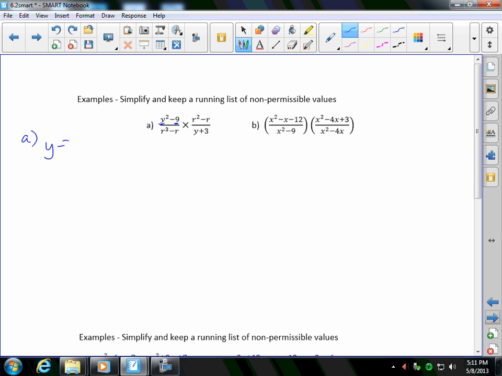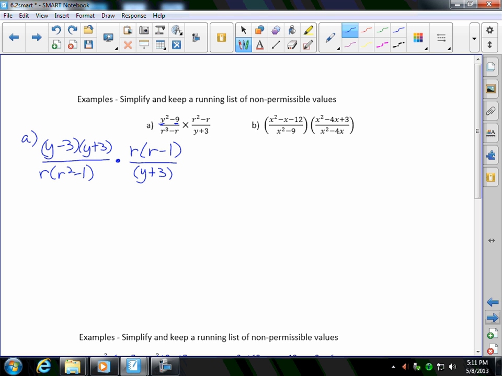So I have y minus 3 times y plus 3. On the bottom, I have an r in both of my terms, so I can GCF an r, which leaves me with r squared minus 1. I'm multiplying that to r squared minus r, so I can GCF an r to have r minus 1 and a y plus 3. So before I do any canceling here, I'm going to see, can I go any further?